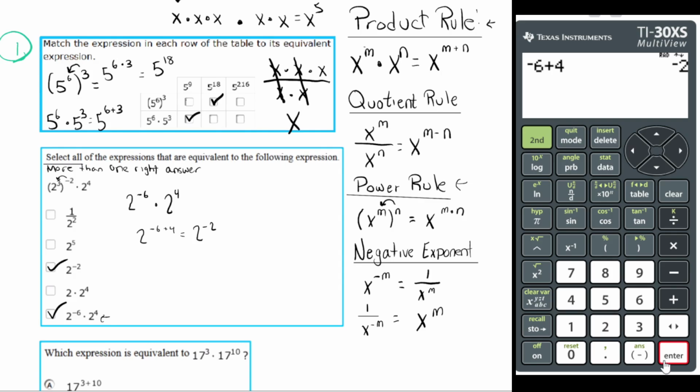Okay, so now we have to use the negative exponent rule. 2 to the negative 2 becomes 1 over 2 to the second. Is that one of our answers? It sure is. And then if you wanted to go the extra step, you could go find out what 2 squared is. 2 squared is just 4, so that equals 1 over 4. That's not one of our answers, so we stick with where we're at. Okay?